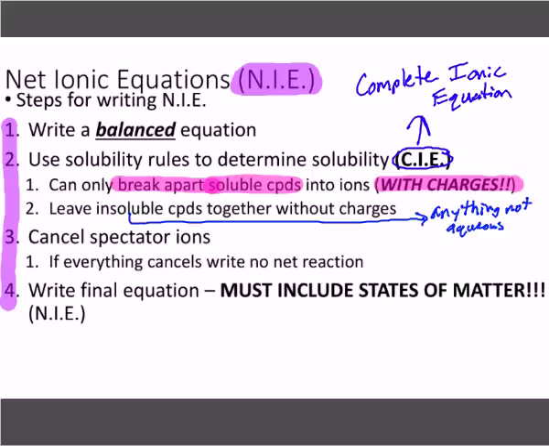And what do we call a solid that forms in a reaction? It's a precipitate. All right, so a lot of times it's going to be those precipitates that we're looking at, but it doesn't have to be. It could be any state of matter, as long as aqueous are the only ones we can break up. So then we're going to cancel out spectator ions.